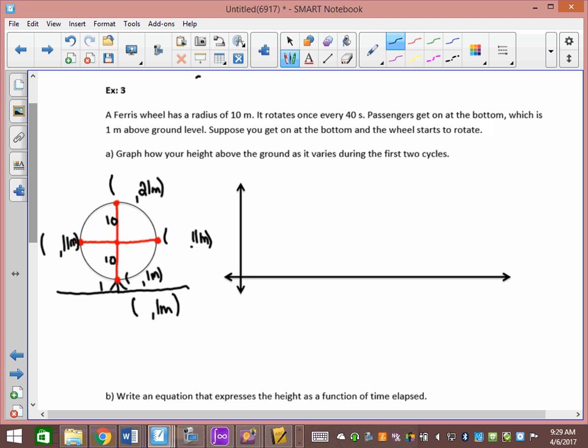Now I need the time, the x values. So this one starts at 0 seconds because they get on the Ferris wheel at the bottom. It says, suppose you get on at the bottom. And they'll clarify that on your diploma just in case you got on like a lift and got on somewhere else. Now, it rotates every 40 seconds. So I know that this is also going to be 40 because it's going to come back down to here. Those ones are easy. How in the heck do I get the other ones?